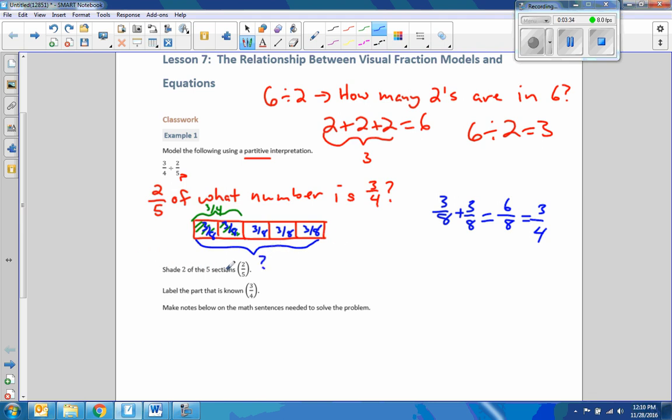So it says shade 2 of the 5 sections, 2/5. Label the part that is known 3/4. 3/4 is that 2/5. Make notes below of the math sentences needed to solve the problem.